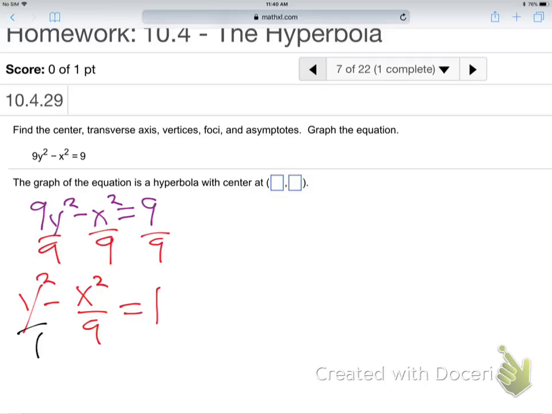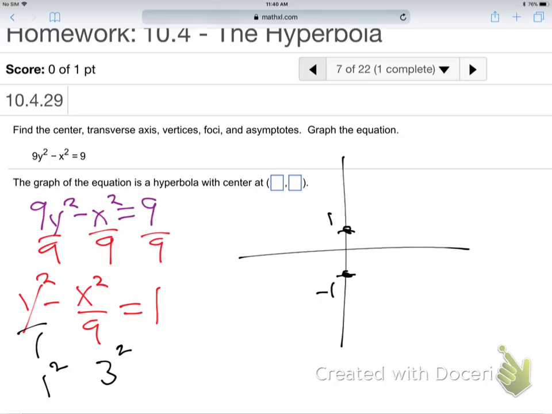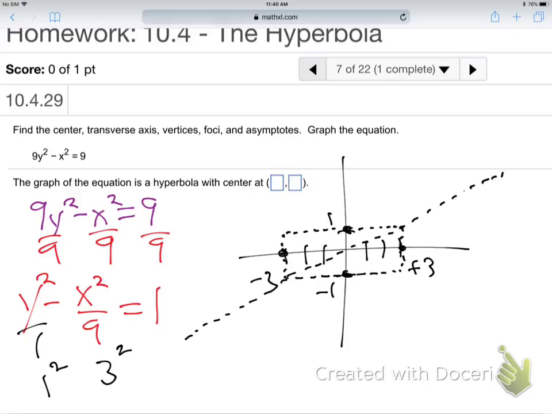All right. So this is over 1. So this is 3 squared, 1 squared. Let's go to the graph. So that means up 1, down 1. And right 3, left 3. And then you put the box. Right, and then run the diagonals through. So these are going to be very flat diagonals, aren't they? Like that.